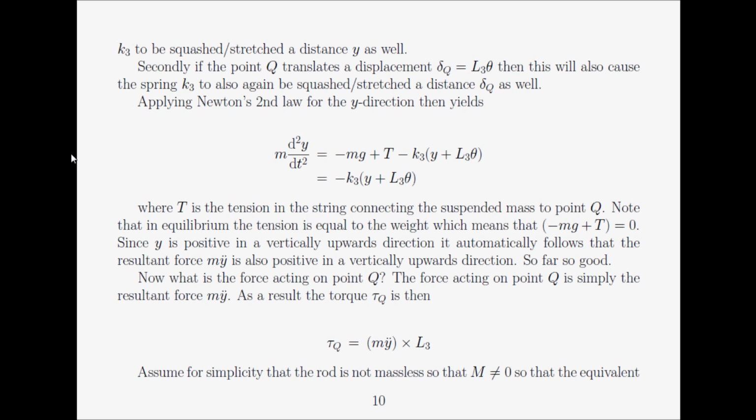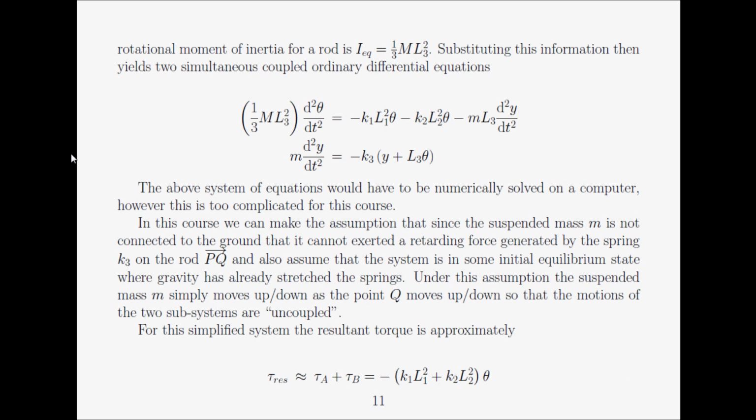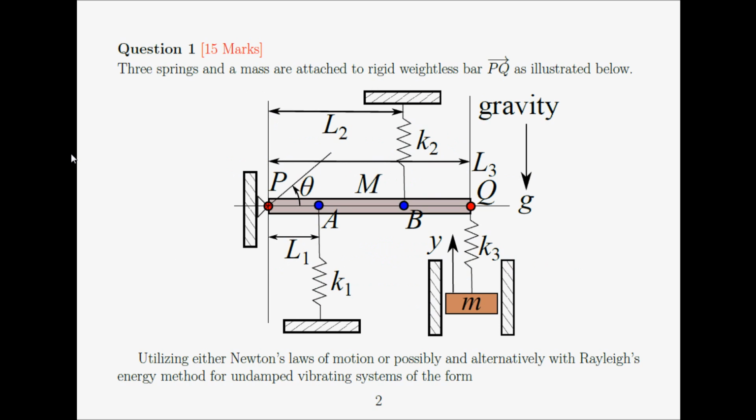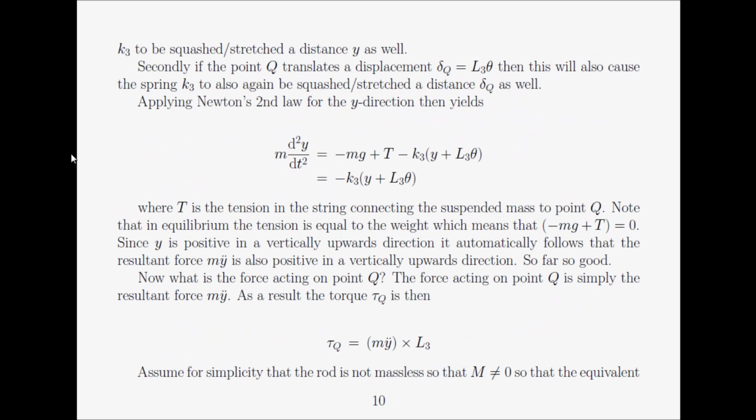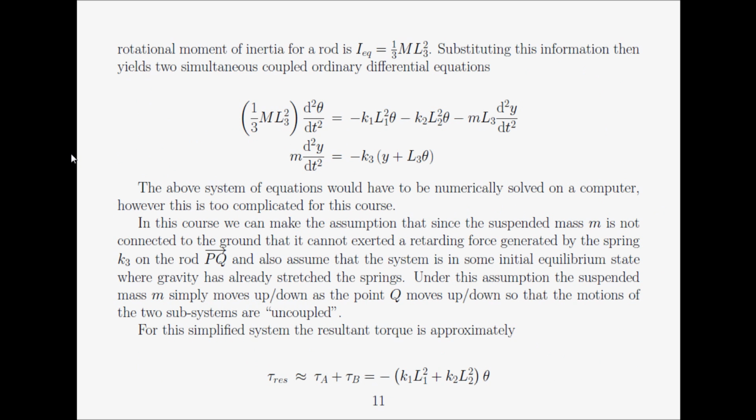So we say the torque at the point Q, due to the effect of the suspended mass, would be the resultant force, mass times acceleration, times the moment arm. For simplicity, we will assume that the mass of the rod, capital M, is not 0. If we do this, we can work out the equivalent moment of inertia for the rod. The rod moment of inertia at the endpoint is 1/3 mass times the length squared. The total length is L3. Therefore, the moment of inertia is 1/3 M L3 squared.